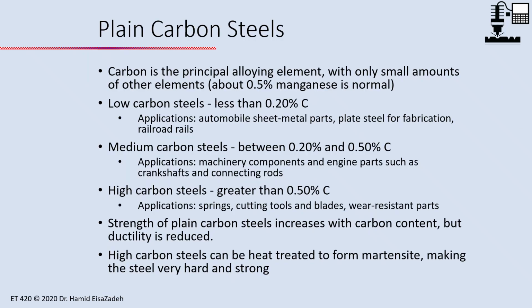Okay, here we already mentioned that carbon is the principal alloying element in plain carbon steel. We have three types: low carbon, medium, and high carbon steel. We don't cover ultra high carbon steel because it has limited application, so we are not mentioning it again in this slide. And then the manganese portion is going to be 0.5%, which is normal.